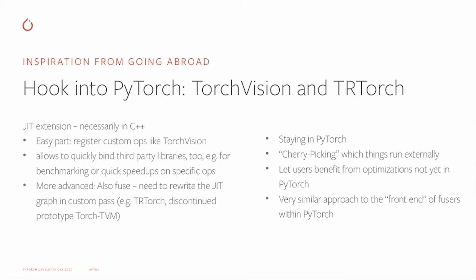So there's a third way that combines the best of both worlds, and that is to hook into PyTorch. And two popular examples are the TorchVision library itself and also TRTorch. So what they do is they provide a JIT extension, and this is necessarily in C++ at the moment. And so if you want, TorchVision takes the easy part and does that. It registers custom ops in the PyTorch JIT. This allows to quickly bind third-party libraries too.